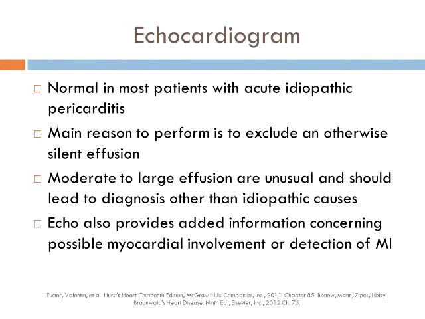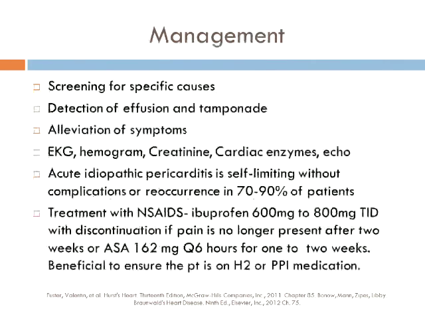So the main management of these patients: you want to screen for specific causes if you're seeing all these other things, a very large effusion, a really high white count. You want to rule out those other causes because they're probably not just idiopathic. You want to detect an effusion or tamponade. You want to alleviate symptoms. You want to go down your path and check all your lab values. Usually idiopathic pericarditis is self-limiting. Without complications or recurrence in about 70-90% of patients, they usually do pretty well.